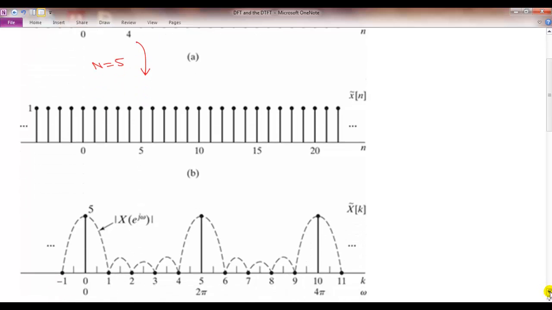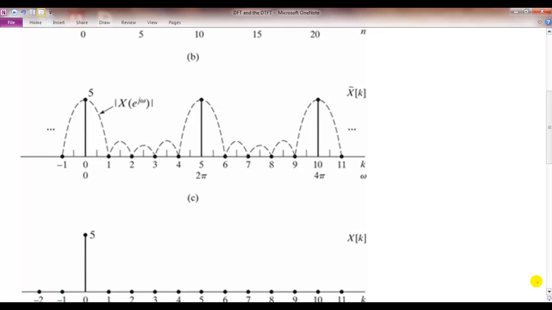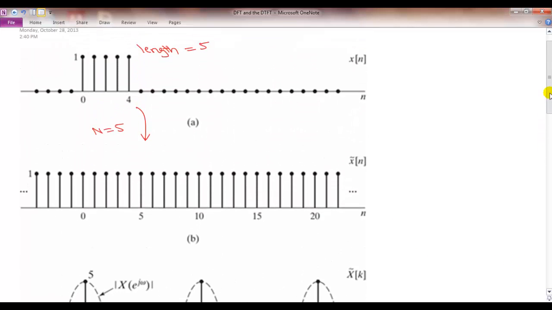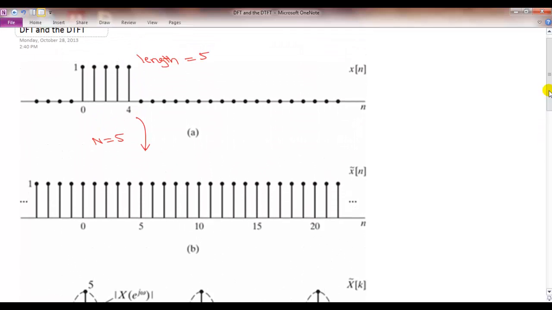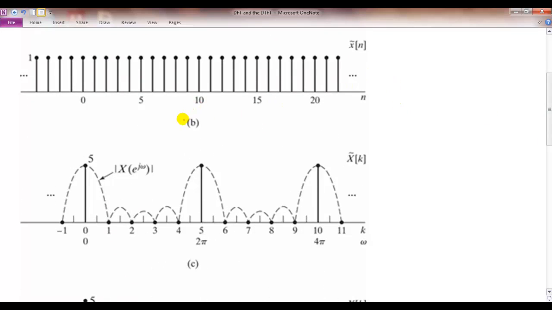Now the DTFT of that length 5 sequence looks like this, sine over sine. It's periodic, right? And the discrete Fourier series coefficients correspond to samples of this, and the DFT coefficients just correspond to the same samples when we look at the principal period. Okay. So in general, when we are having the discussion about the discrete Fourier transform, we skip this figure B and C altogether.